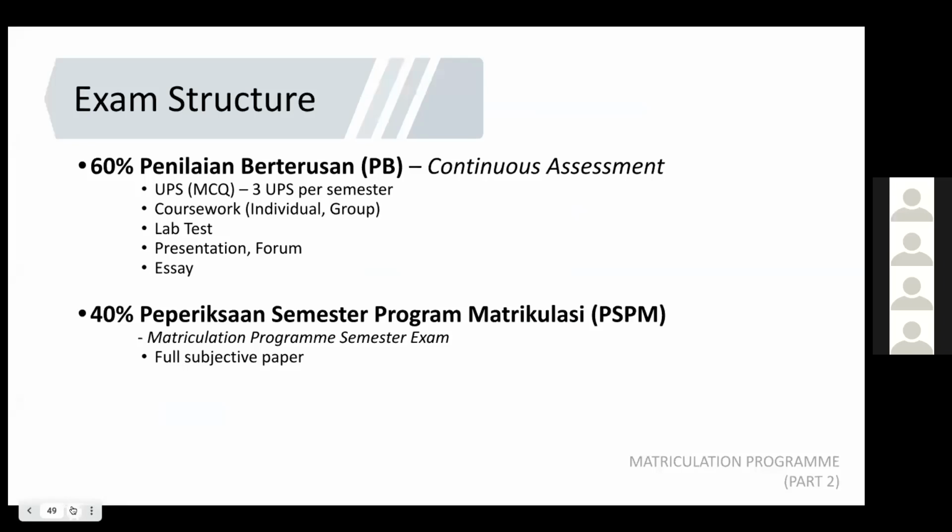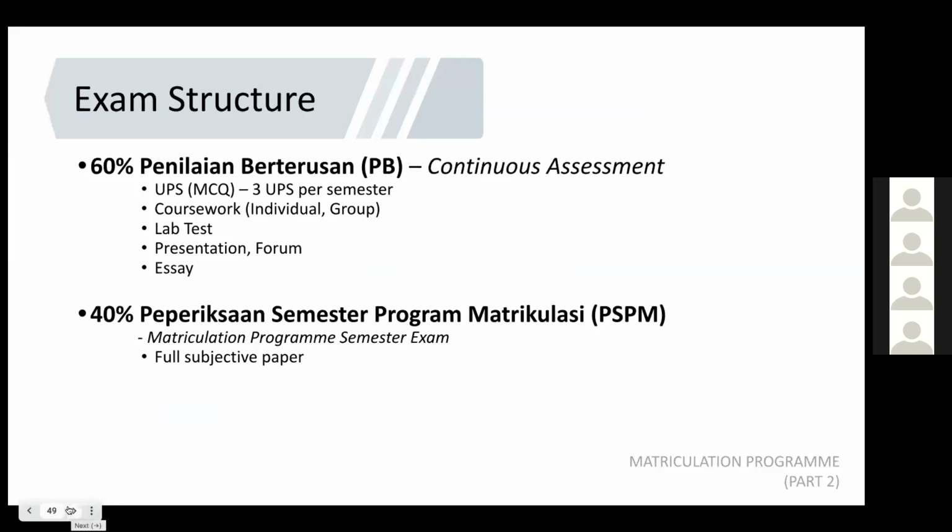So I'm going to talk about the exam structure right now. This is actually quite a huge contrast to other pre-U. As you can see here, 60%. The term here is written in BM because it's like that in local matriculation. So this is continuous assessment, 60%. The final exam weightage is only 40%.